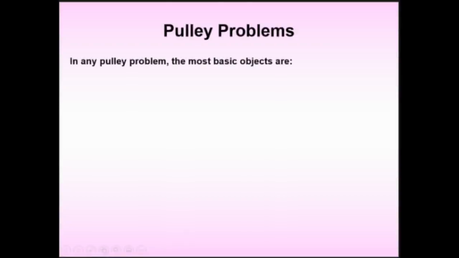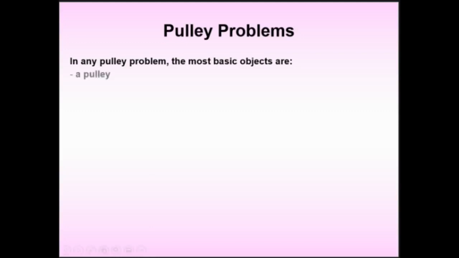Okay. So in any pulley problem, which by the way are so common in first year physics, in every single unit, they will give them to you in forces, in energy, in work, in momentum. The whole course sometimes revolves around a lot of pulley problems. All right. So in any pulley problem, what are some of the basic objects that have to exist in it?